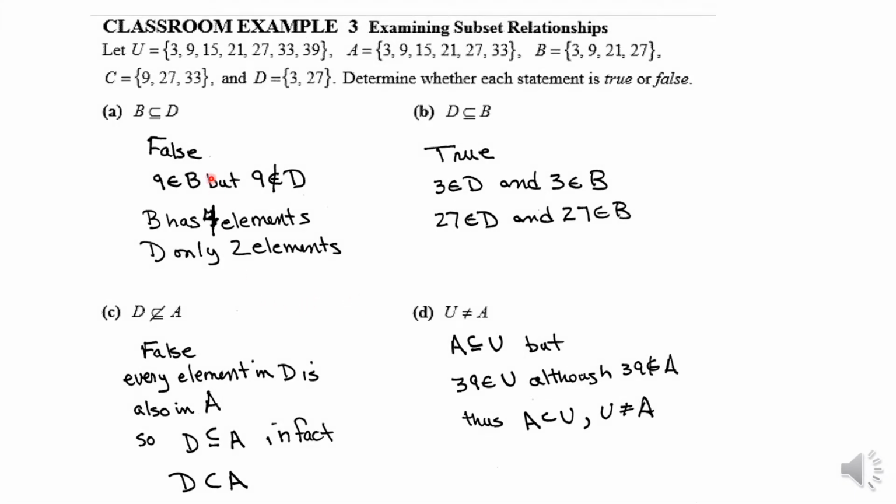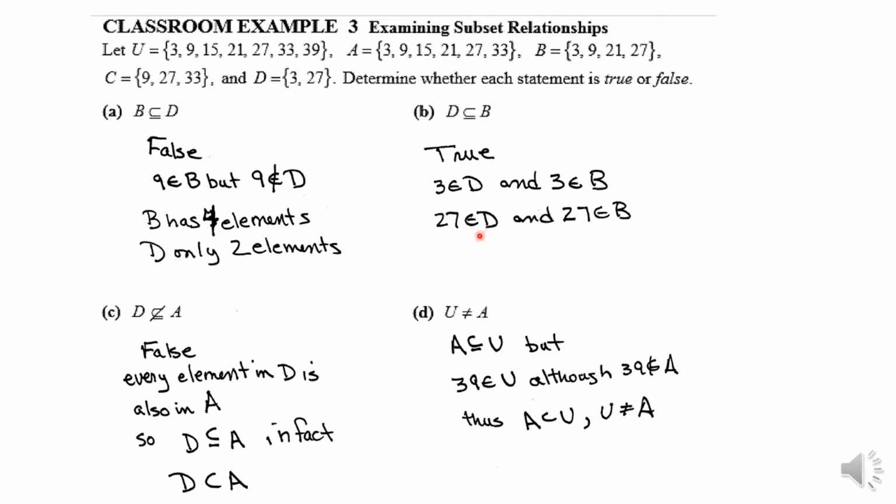See here that B is not a subset of D because 9 is in B, but 9 is not in D. Moreover, B has 4 elements and D only has 2 elements. So that is false, and similarly C is false because this says that D is not a subset of A. That's false because every element in set D is also in set A. So D is a subset of A. In fact, D is what we call a proper subset of A.